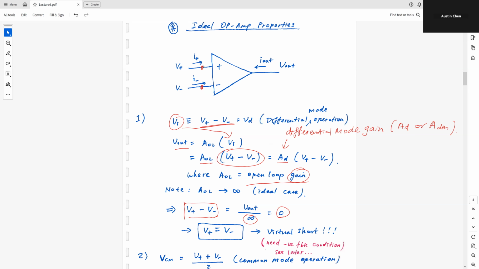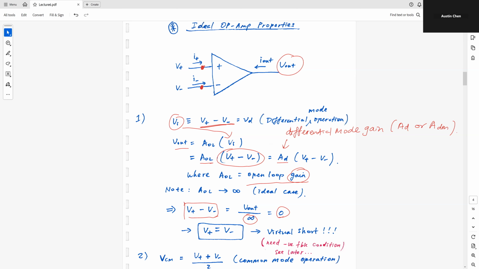So if I have some V out, and I take this V out divided by this very large number, then V plus minus V minus will converge to 0, forcing V plus and V minus to be the same, forcing the voltage over here and the voltage over there to be the same. And this is one very useful property that we will explore or use later in our examples.